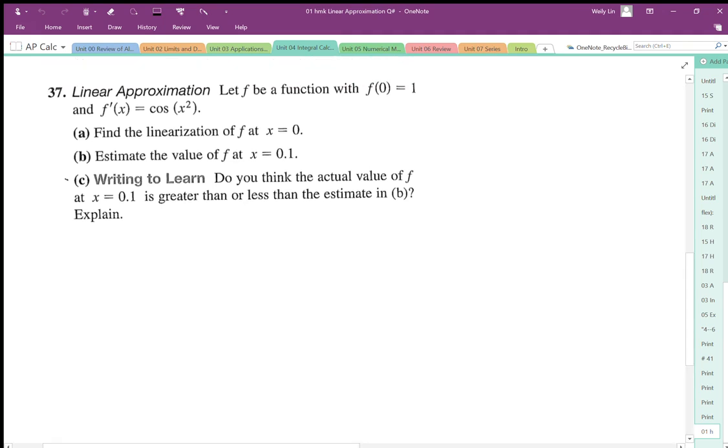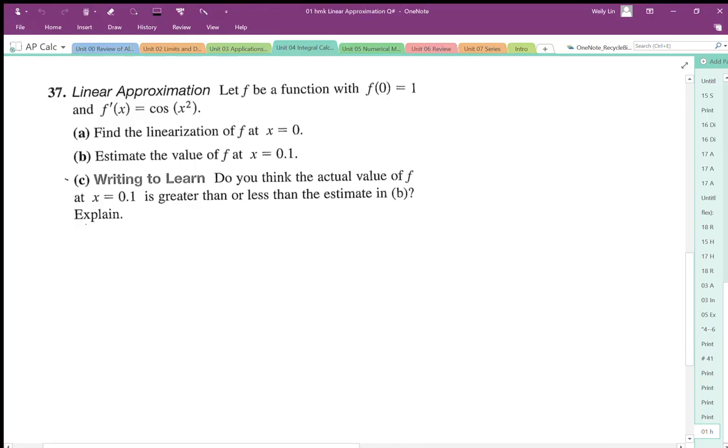Question number 37 says, let f be a function where f of 0 equals 1. So that means that x is 0, y equals 1 for the f function. And we're given the derivative function, which is cos x squared. So part 1 says, find the linearization of f at x equals 0.